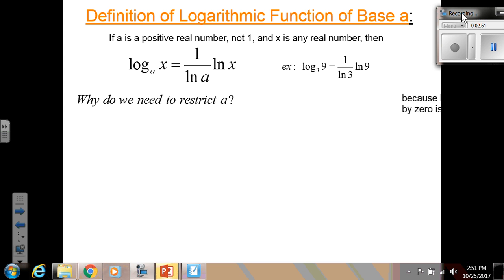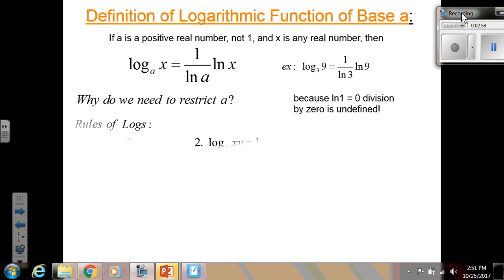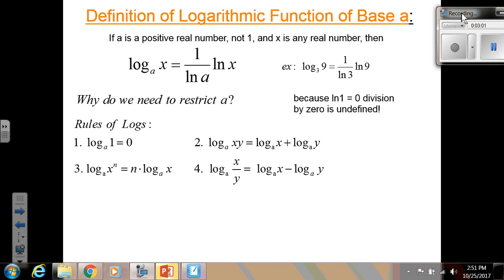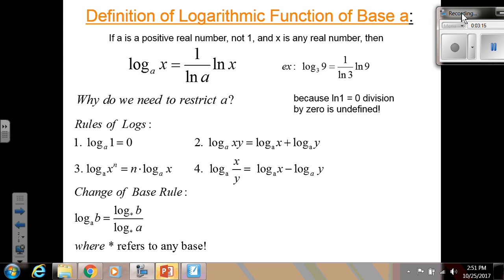And then again, think about why we need to restrict a. If a is 1, then I would have natural log of 1 in the denominator, and that would equal 0, and we can't divide by 0. So again, a cannot be 1. And then a reminder of our rules: log of 1 is always 0, log of any base. And then we can expand by adding, expand by subtracting, or we can bring that exponent in front.